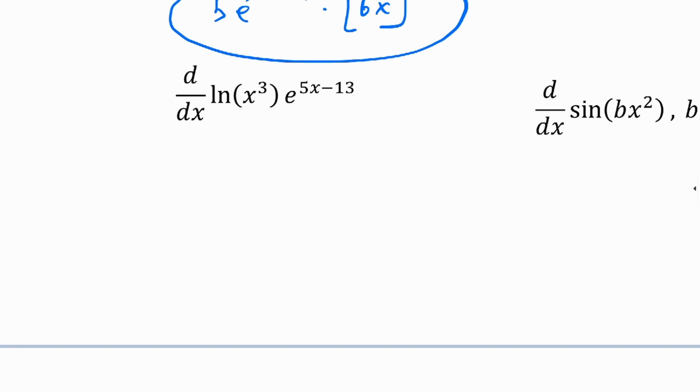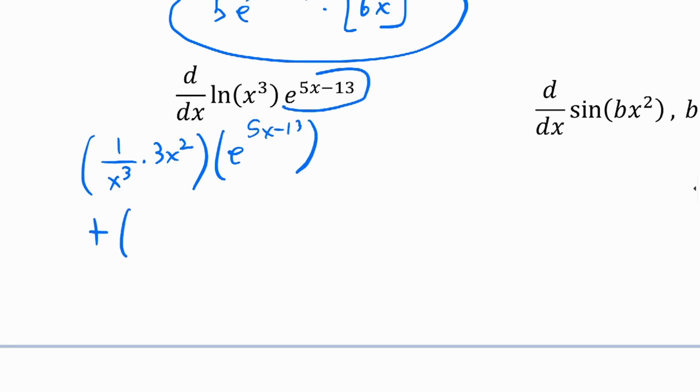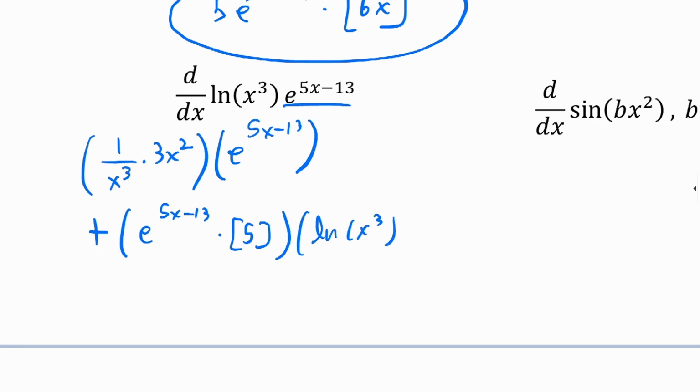Derivative of ln of x cubed is 1 over x cubed, but we need to do a chain rule times 3x squared. Simply multiply that by the second term. Then we're going to add the derivative. Now we're going to take this derivative right here. Derivative of e to the 5x minus 13 is going to be e to the 5x minus 13. Do the chain rule. Derivative of the inside function is just 5. And we're just going to obviously multiply that by the first term that we already took care of.